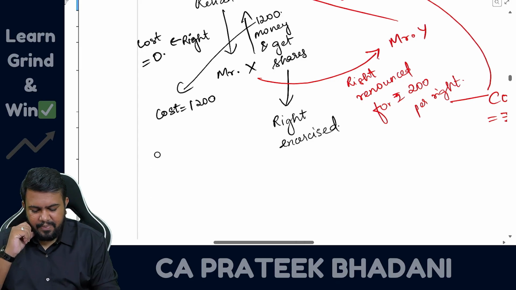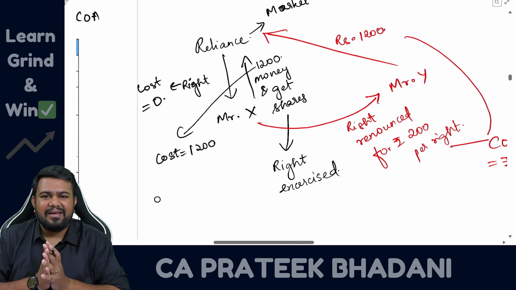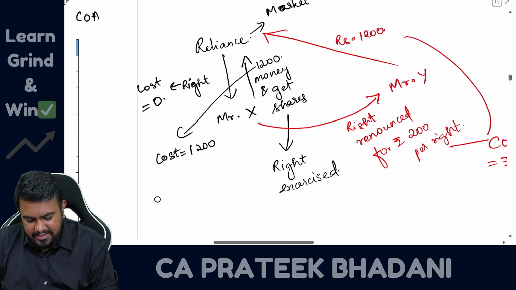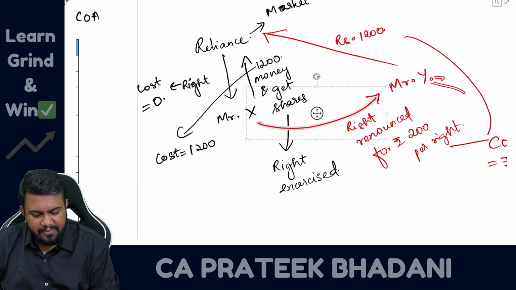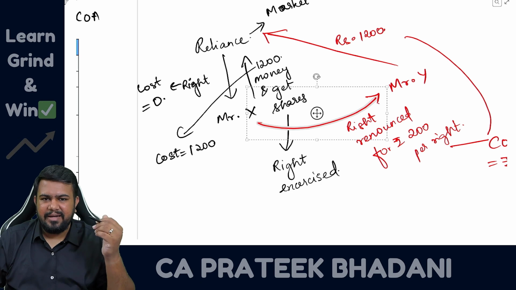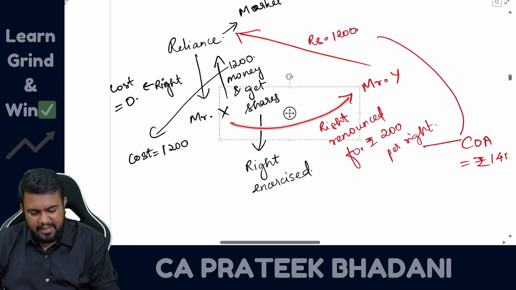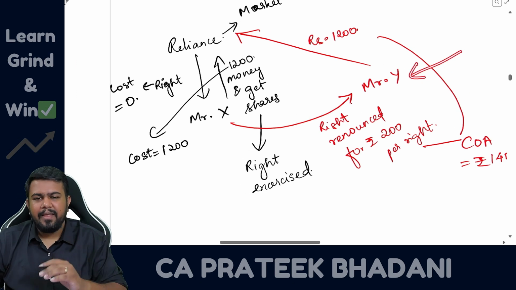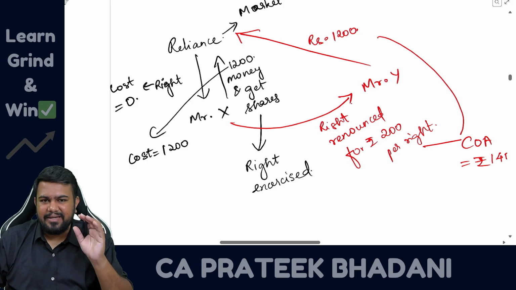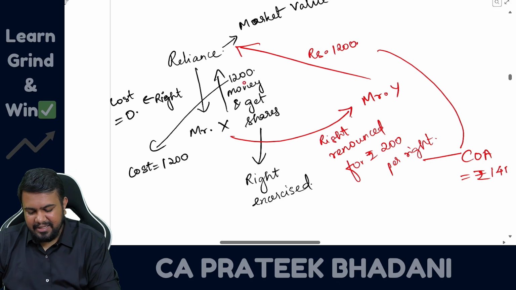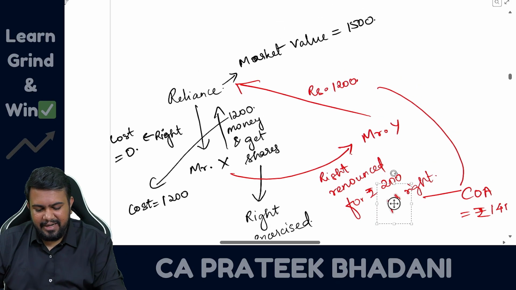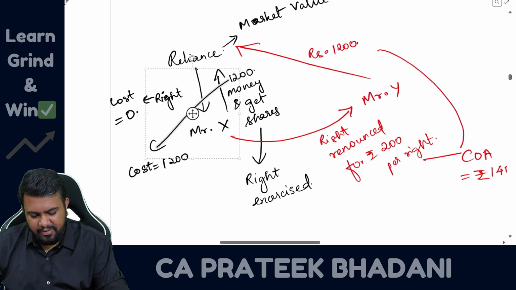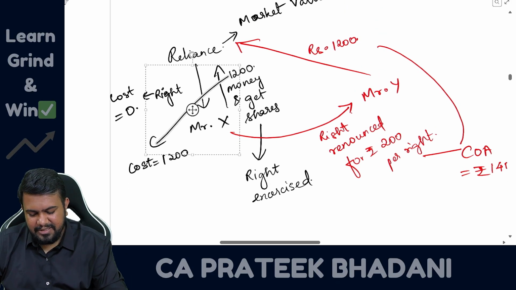If Mr. X does not have the money, then what will happen? In such a case, he can't just let go of the right, no. So Mr. X will transfer the rights to another person who is interested in buying the rights. Let's say in my second example, there is another person called Mr. Y. Mr. Y is interested in buying the rights because here he is getting the shares at only 1200, but if he buys from the market, he will pay 1500. So Mr. Y will purchase the rights.